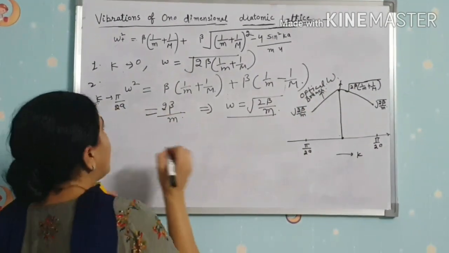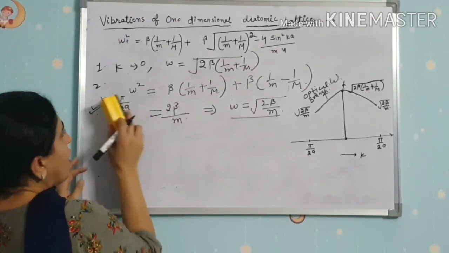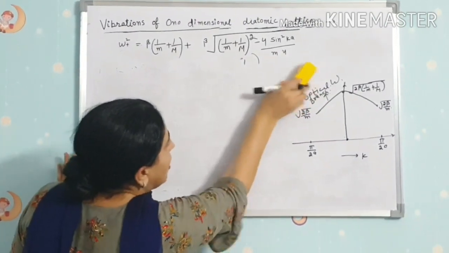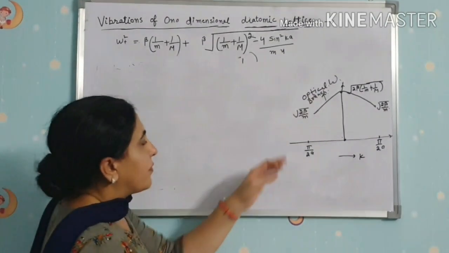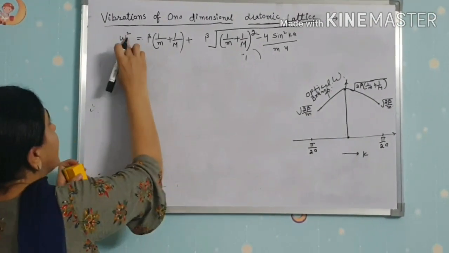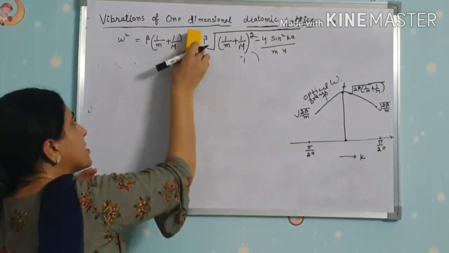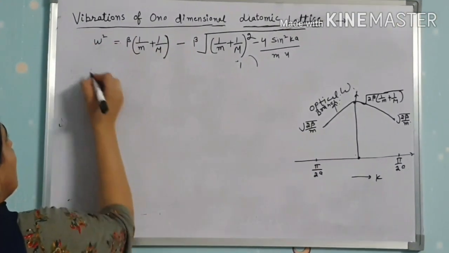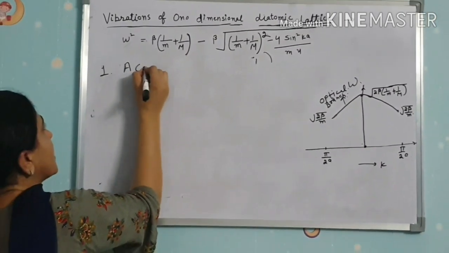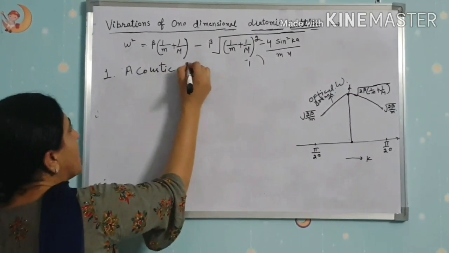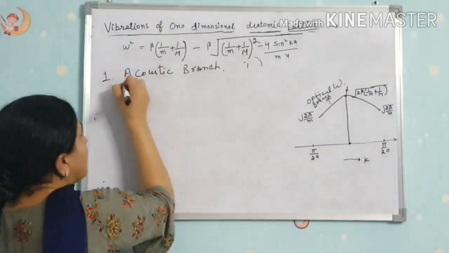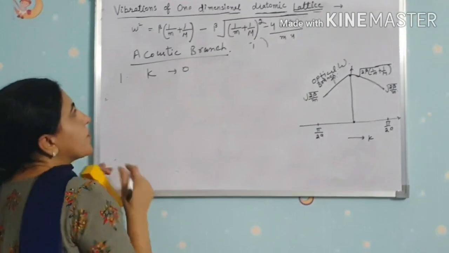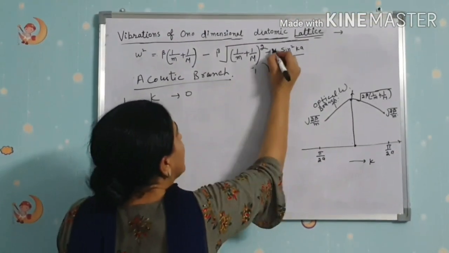Clear? Now for the acoustic branch. When we plot a graph for the acoustic branch, the values of omega plus-minus, here for the acoustic branch we will take minus. First case: when k approaches 0.